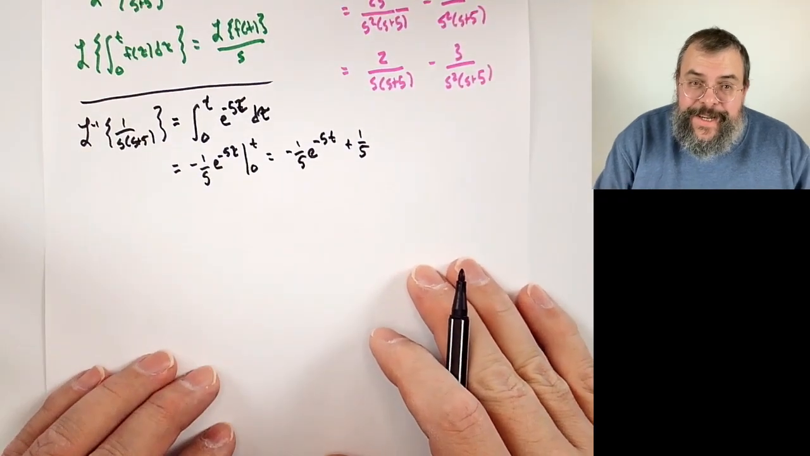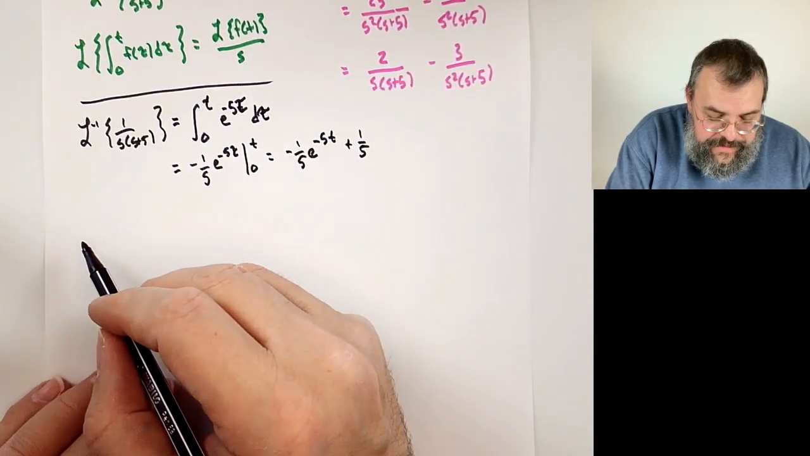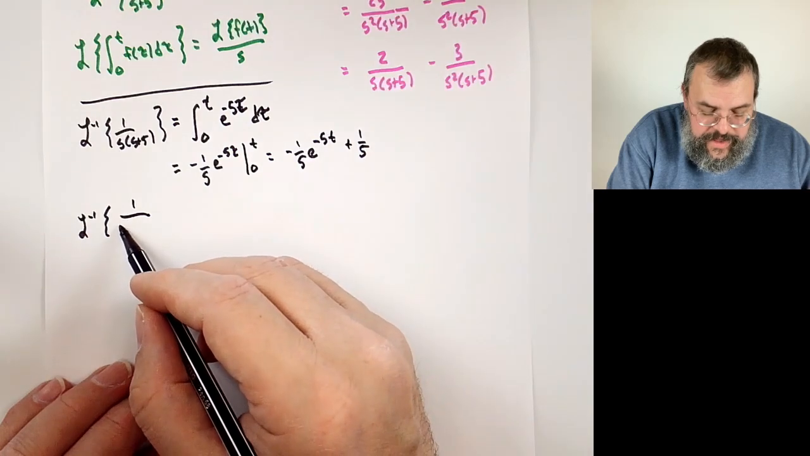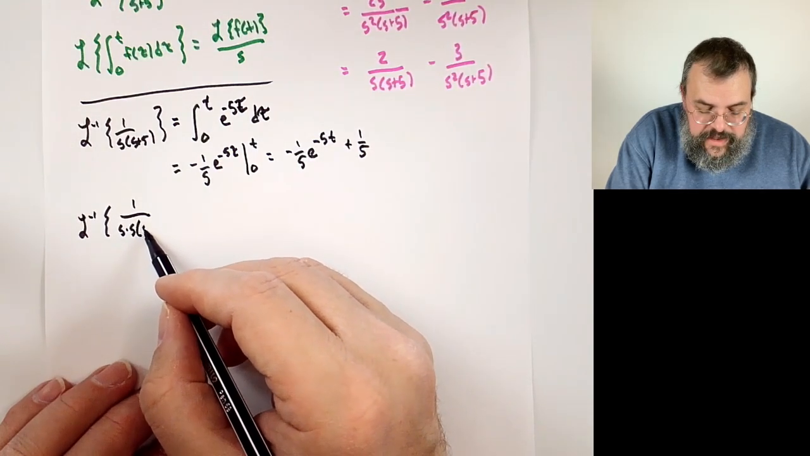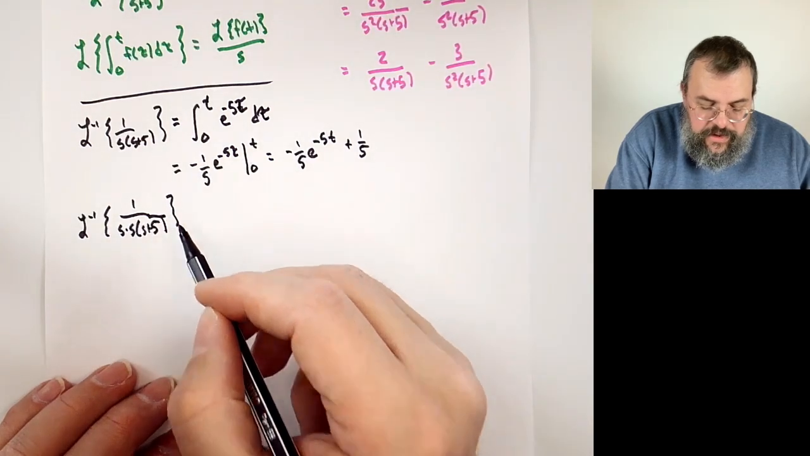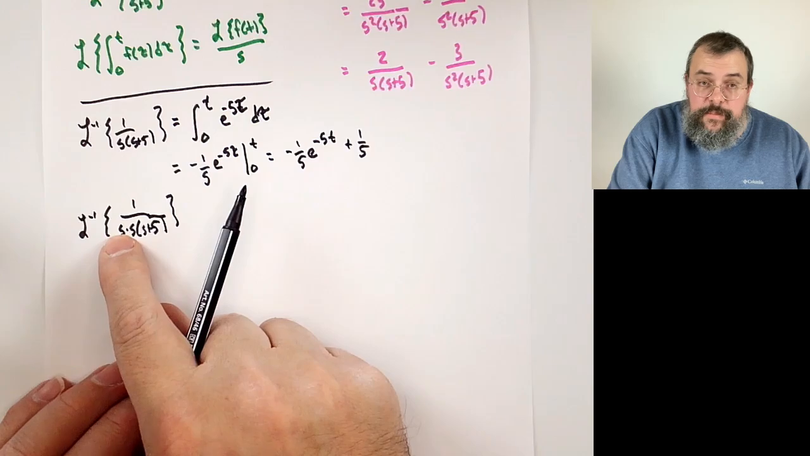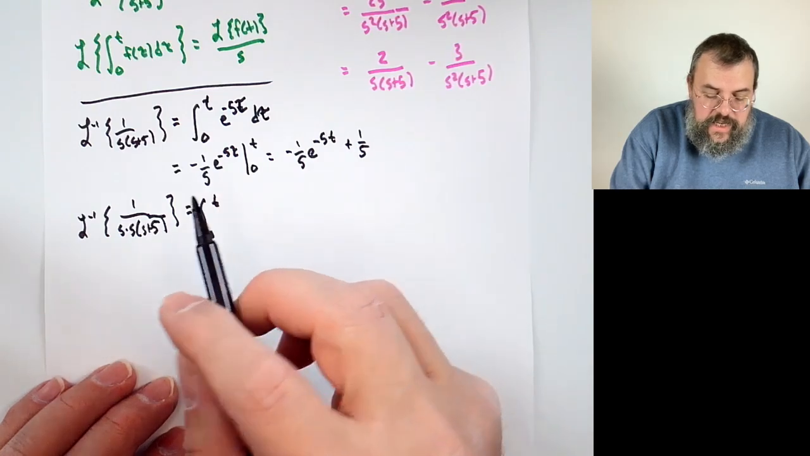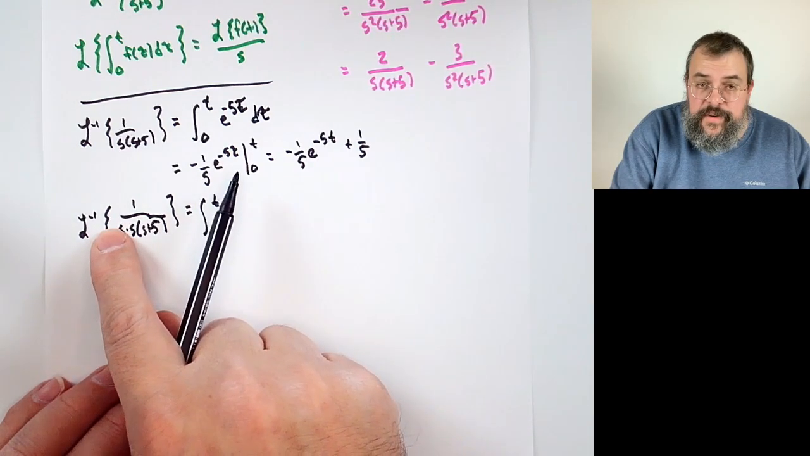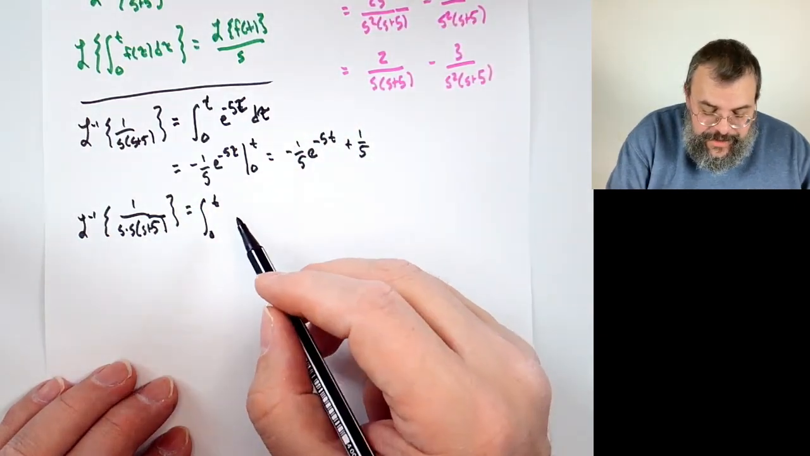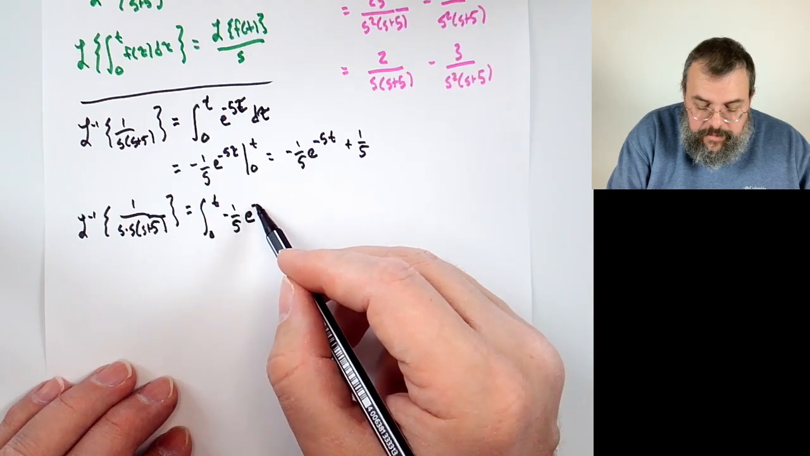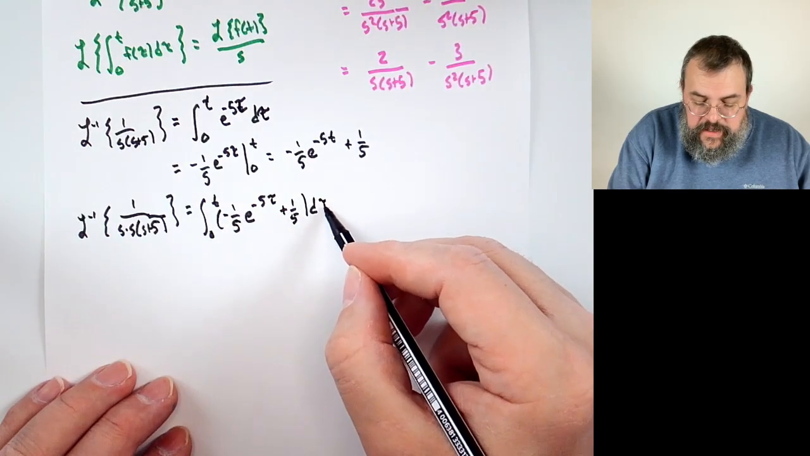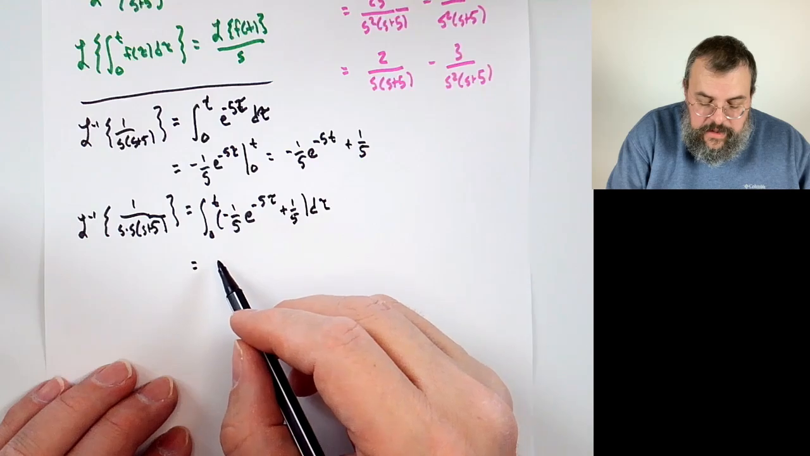Move our paper up. We also need s squared over s plus 5. Well, how do we do that? Well, 1 over s squared times s plus 5 is s times s plus 5. So I can think of it as here's my divide by s piece. So that's the integral from 0 to t of the inverse Laplace of 1 over s plus 5, well, it's that. So minus 1/5 e to the minus 5 tau plus 1/5 d tau.